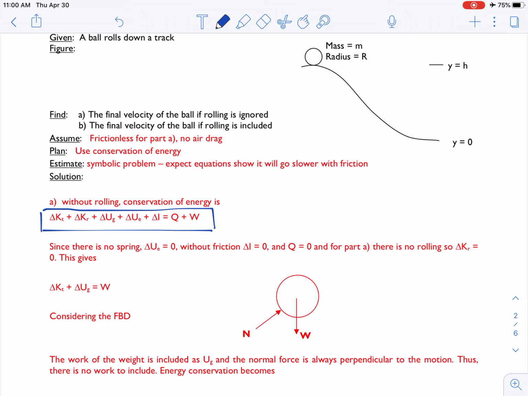Okay, so the first step is to simplify this, right? Translational kinetic energy, we will keep it because we are trying to find the final velocity of the object, right?